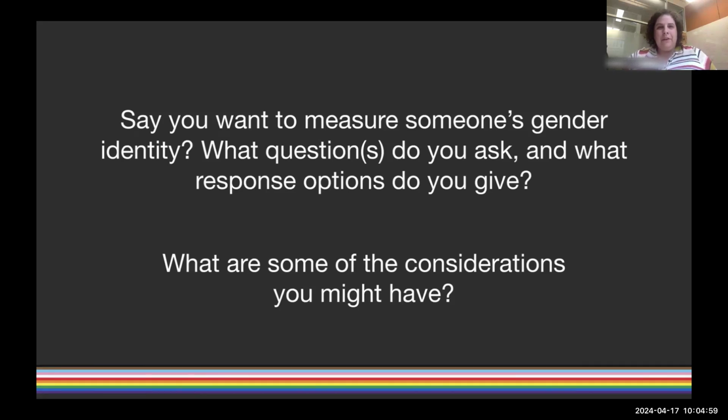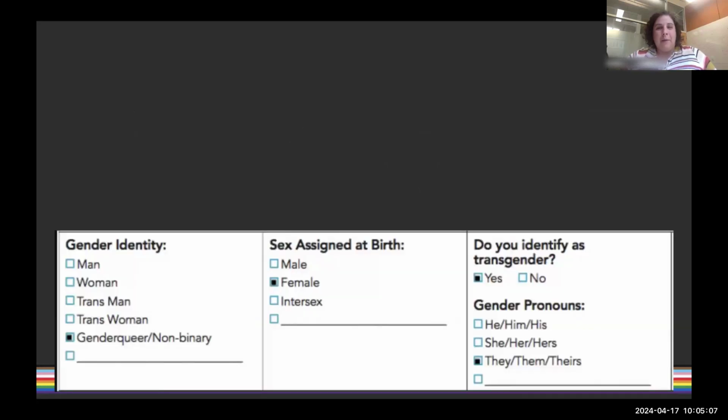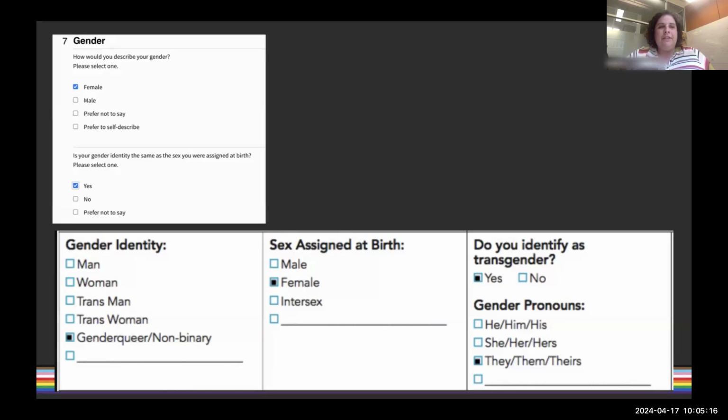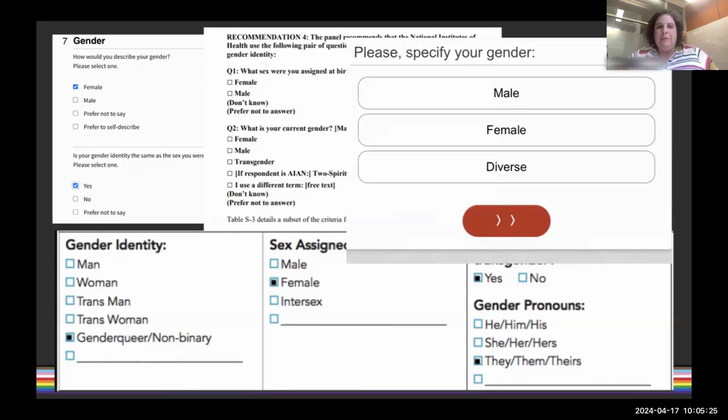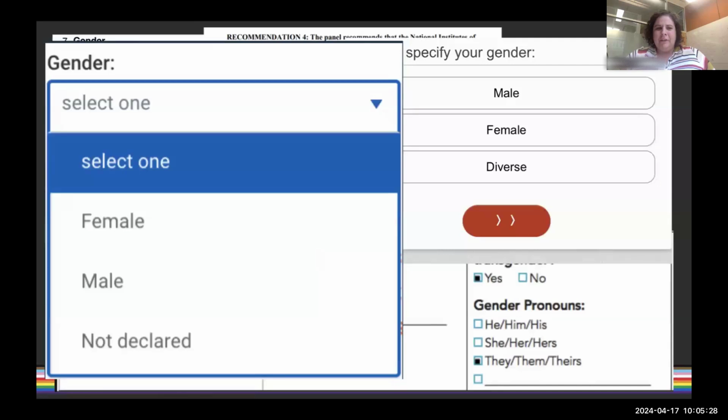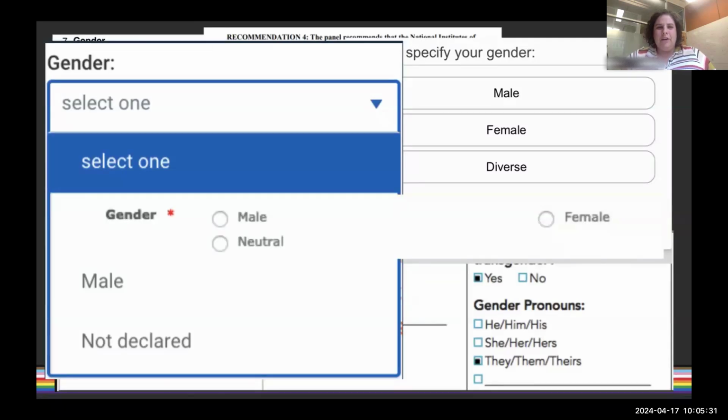So, perhaps you've done this before. If not, take 2 seconds and think, like, how would I phrase this question? Because here's the problem. There are lots of options of how to do this. Some people will split gender identity, sex assigned at birth, transgender status, ask pronouns, have a prefer to self-describe option, have even kind of more expansive response options, allow people to identify as diverse or not declared or neutral. So this is a fairly hard question, I think, that people contend with. And that's what we're going to talk about today.